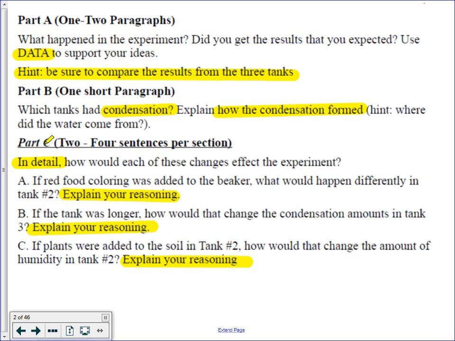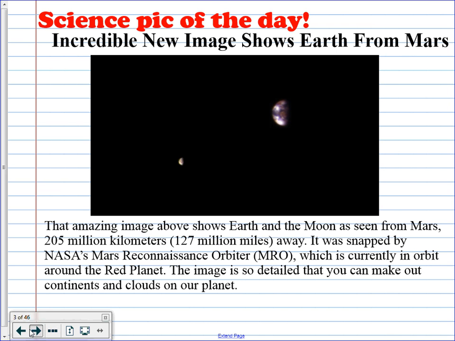Part C is a big part of your grade if you look at the rubric, and it's important that you tell me why you say what you say. That's going to help get you some more points.